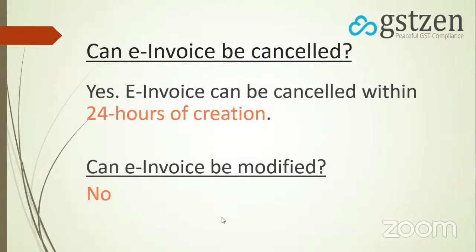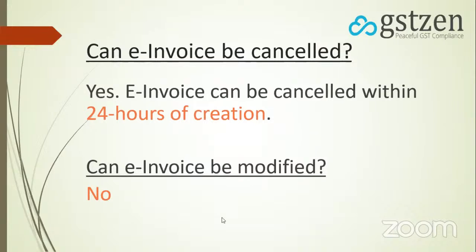Can you modify an e-invoice? No, it cannot be modified. Once you generate an e-invoice, there's no way for you to modify anything. You cannot modify HSN, taxable value, address, or anything. If you want to modify it, there's no option. The only option is for you to cancel it. And once you have cancelled it, you cannot use the same invoice number again as well.